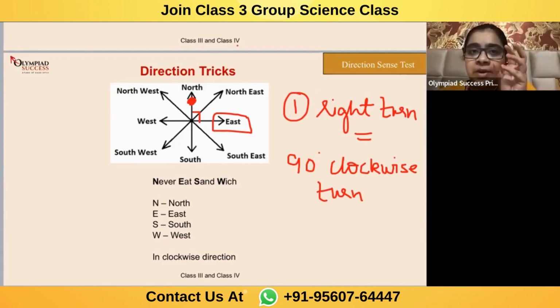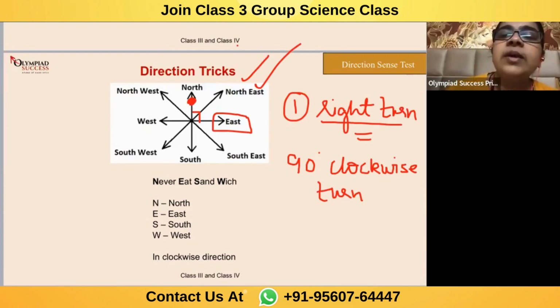You just need to remember a little bit, because I repeat, in the future you will get questions that someone is standing in the north and taking a 45-degree turn. Then your answer will be northeast. Someone is taking a 50-degree turn, then your answer is northeast. But since you will not get questions like that right now, just remember, only right turn means what? Only right turn means 90-degree clockwise.